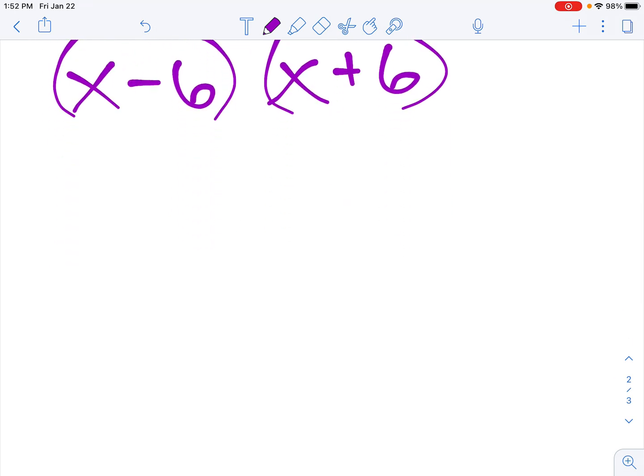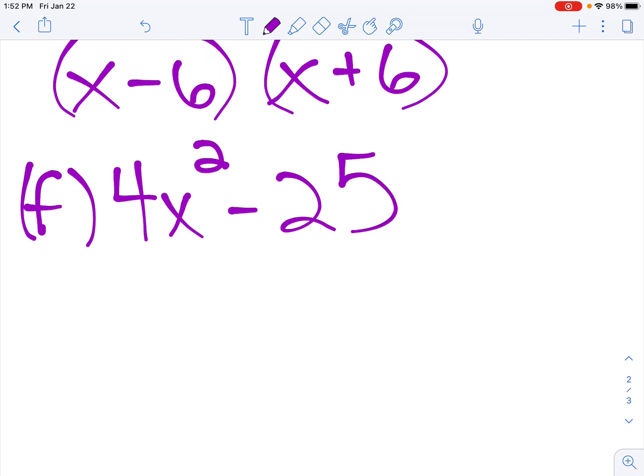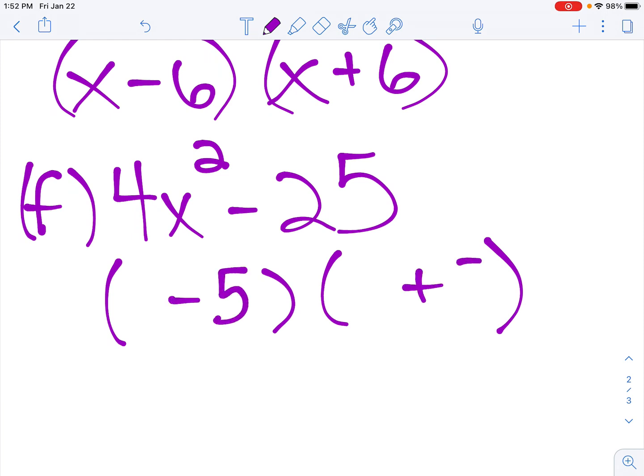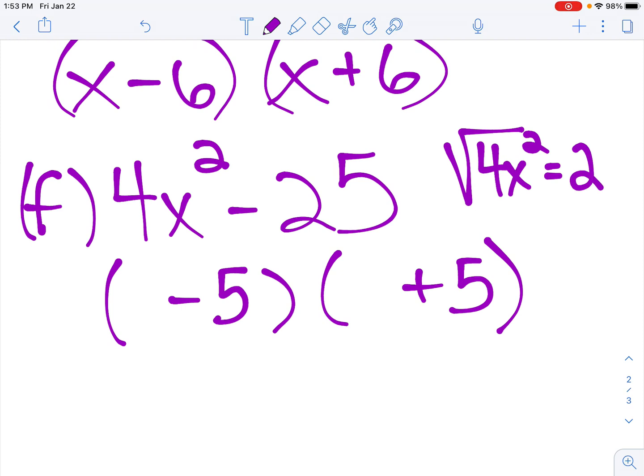So let's take a look at letter F, which was also like this one. Okay, also has no middle term. This one is a little bit different. I'm hoping you're realizing this is going to be minus 5 and plus 5. But then I have a 4x squared. So this is called a difference of squares because you really get the 5 by taking the square root of 25. So what's the square root of 4x squared? Well, the square root of 4 is 2, and the square root of x squared is x, so 2x. So this is going to be 2x minus 5 and 2x plus 5.